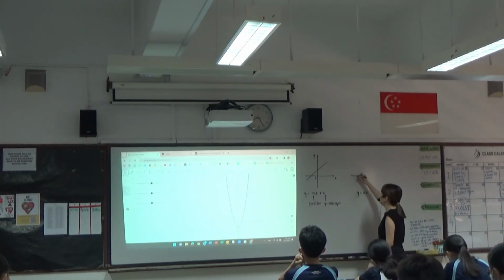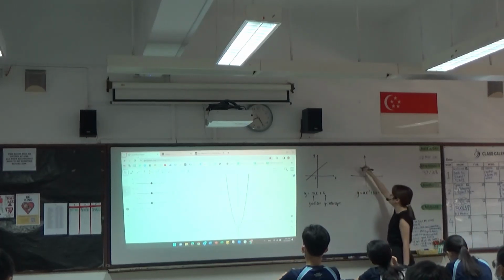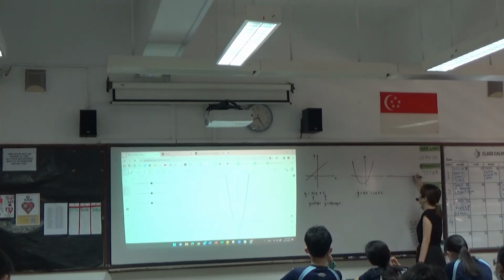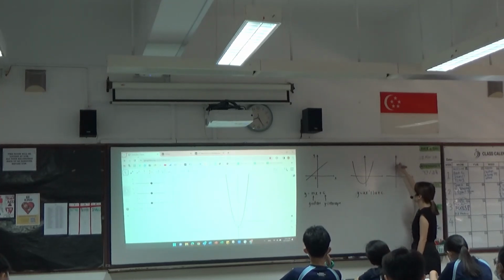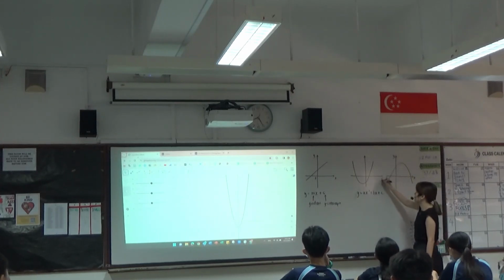Okay, so any quadratic curve usually comes in two different types of shape. Either it is a U shape like that, or it can be a frown-face shape like that.